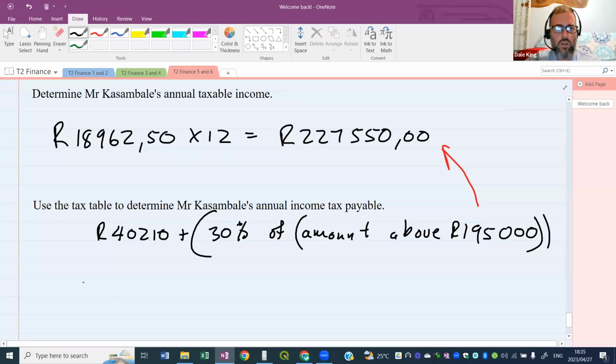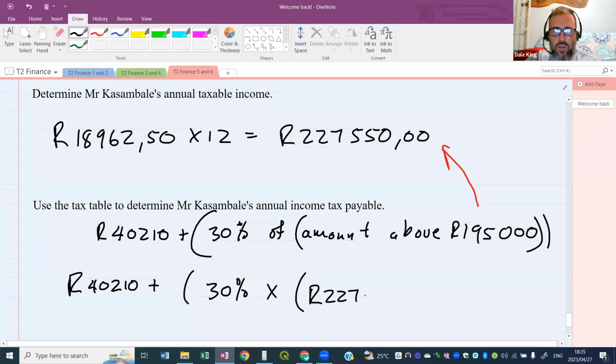All right. So you take 40,210. He has to pay this. Plus, and brackets are important here, we're going to compartmentalize and group things together. 30% times bracket. Now, I know you shouldn't really put a times in front of a bracket. When you put a number in front of a bracket, it means times, but I want you to see the times there anyway, okay? Now we're going to work out how much is he above 195,000. So I'm going to take his annual taxable income, which is 227,550.